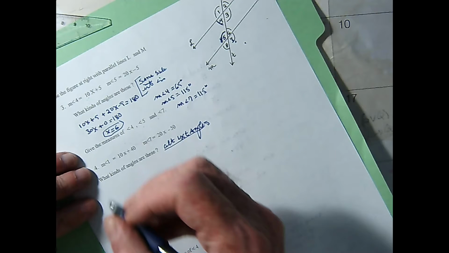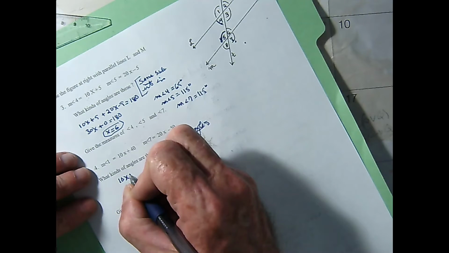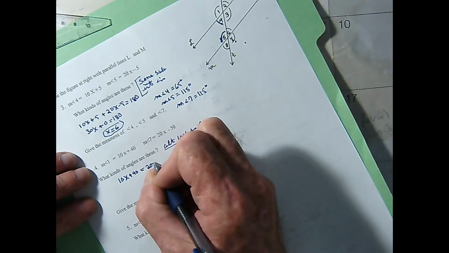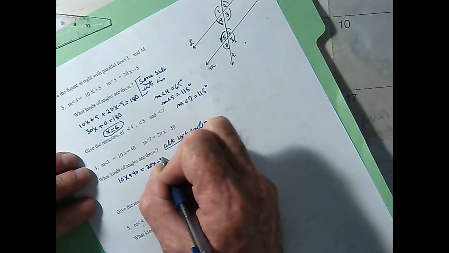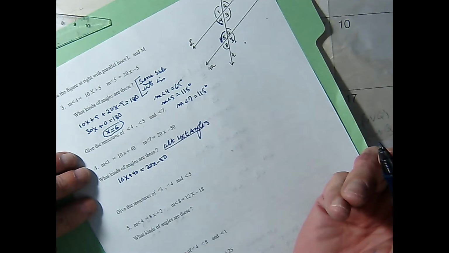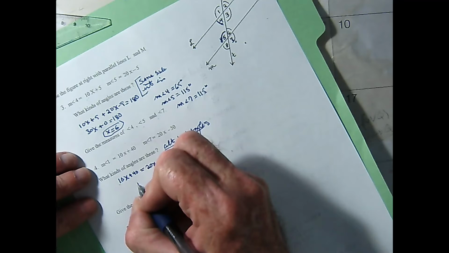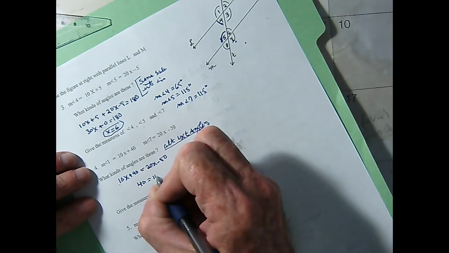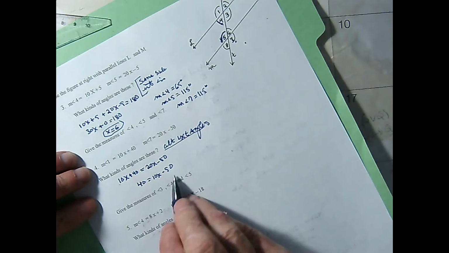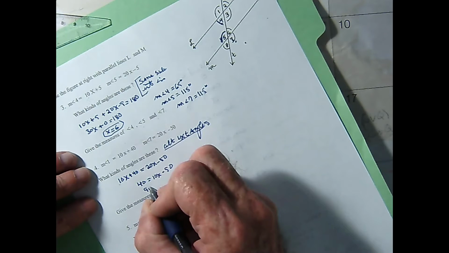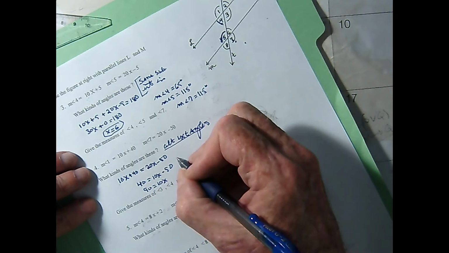The equation ought to be 10x plus 40 equals 20x minus 50. Let's gather like terms and see what comes. I'll subtract 10x from both sides, which would leave 40 equals 10x minus 50. Bring that negative 50 to the other side, I'll have 90 equals 10x. Divide both sides by 10, and I'm convinced that x is equal to 9.